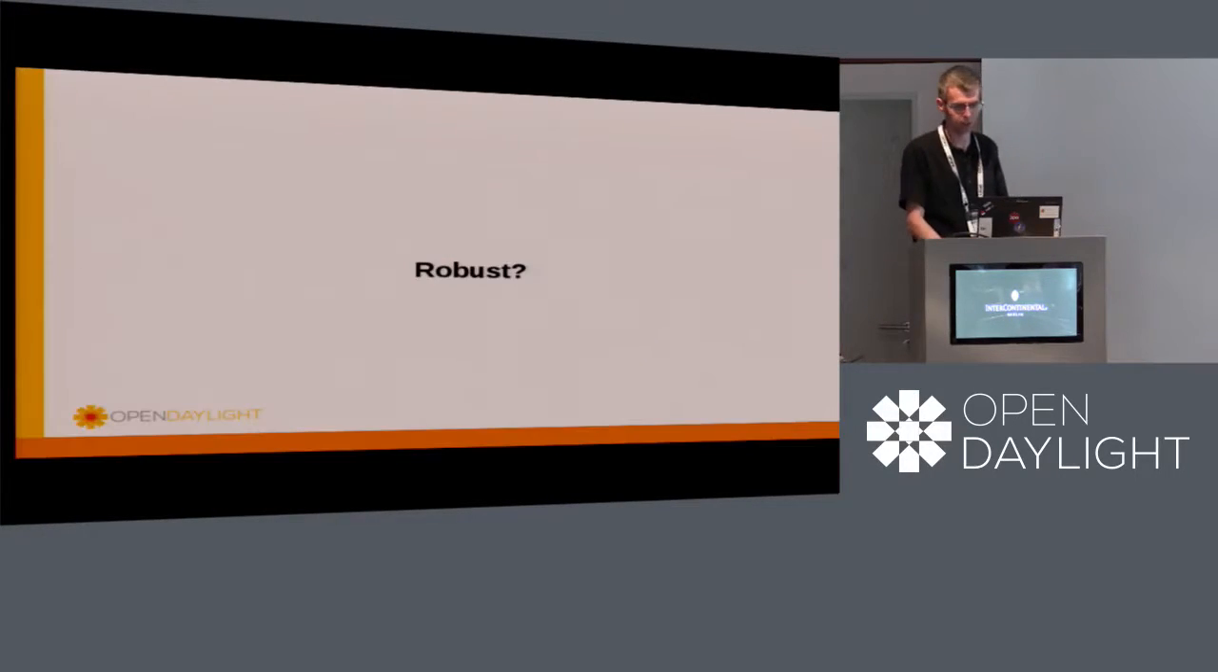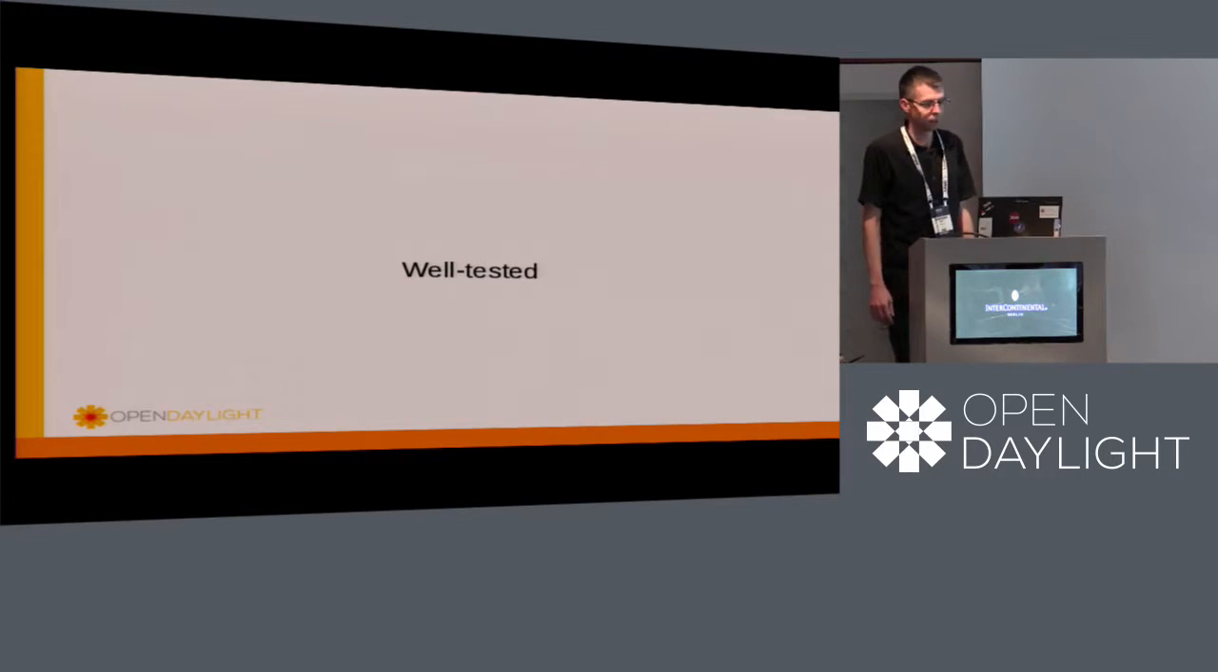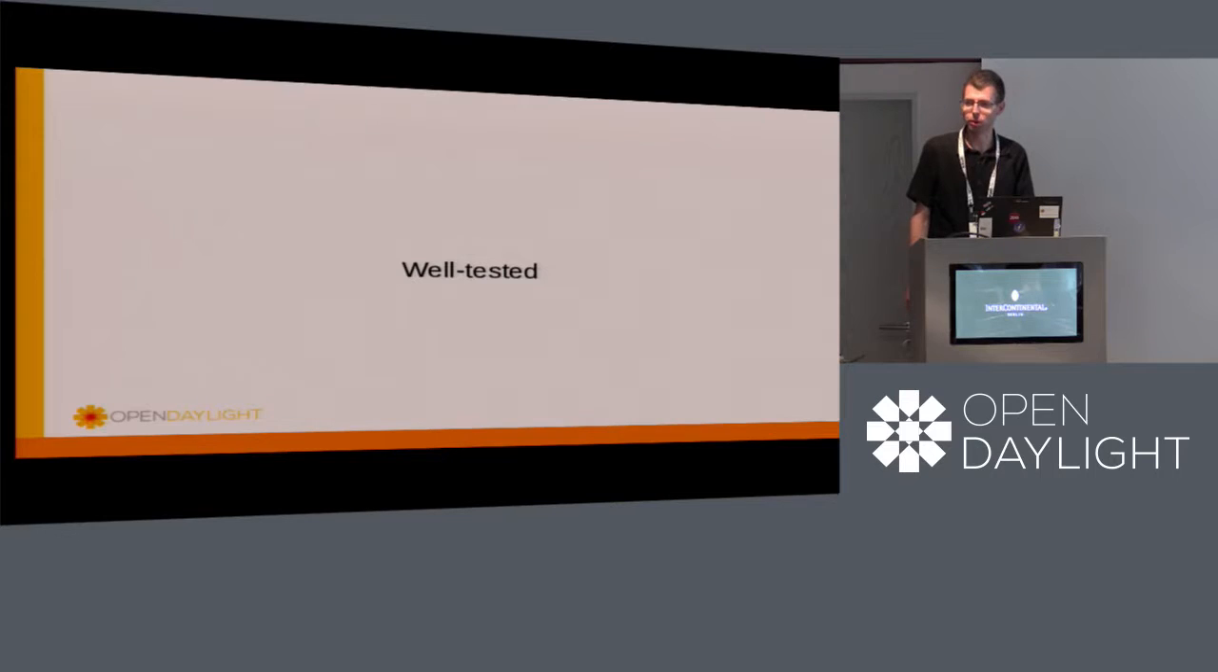So the first thing is, what do we mean by robust? Robustness in IT can refer to a whole bunch of different things. It could be resilience, high availability, clustering, and so on. And I'm going to be focusing on robustness being well-tested software. And we all do that, don't we? Develop well-tested software?